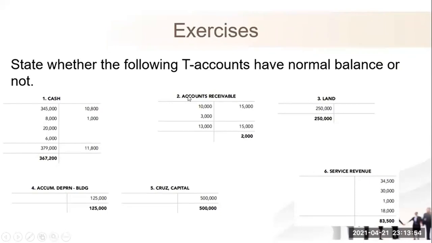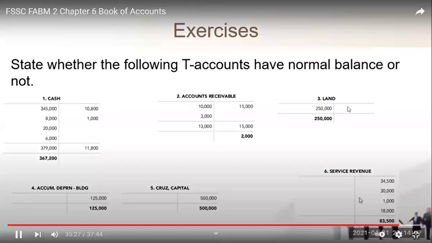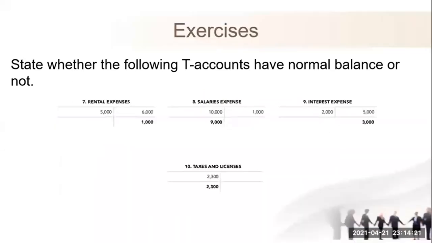For accounts receivable, is it normal for it to have a credit balance? For land, is it normal for the balance to be a debit? For accumulated depreciation, building, is it normal for the balance to be a credit? For the capital, is it normal for the balance to be a credit? For service revenue, is it normal for the balance to be a credit? So it's just yes or no. You can check your own answers if you answer these.